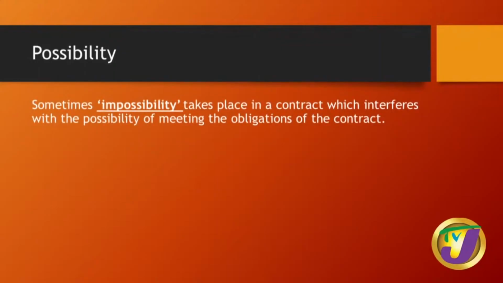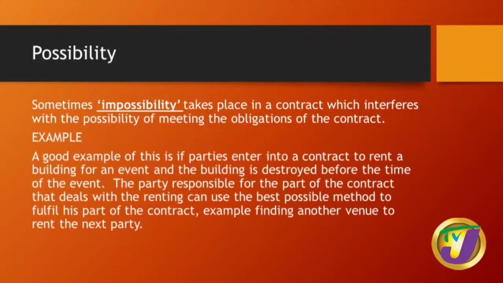Now, as it relates to possibility, we have cases where there are scenarios of impossibility that might take place, especially where we have unforeseen circumstances. So sometimes impossibility takes place in a contract where it interferes with the possibility of meeting the obligations of the contract. And let's look at an example of this.